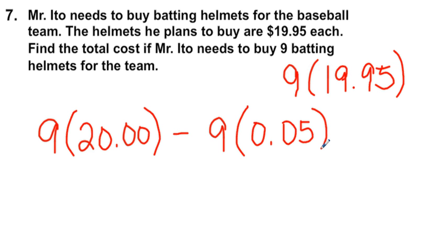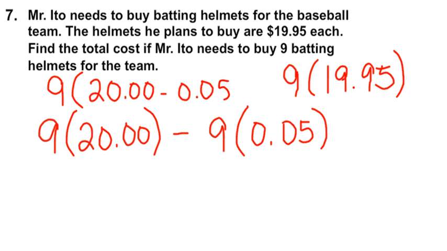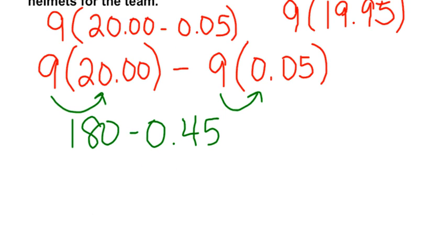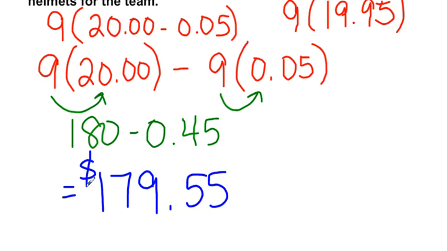So this is just a real life example where instead of just saying 9 times 19.95, we could actually do it mentally if we said it was 9 times $20 minus the 5 cents to make it 19.95. So here now we can distribute, and we can actually do this mentally. 9 times 20 is $180. And then 9 times 5 cents is 45 cents. And this is really easy now to do mentally. So 180 minus 45 cents equals $179.55. So that's the total.